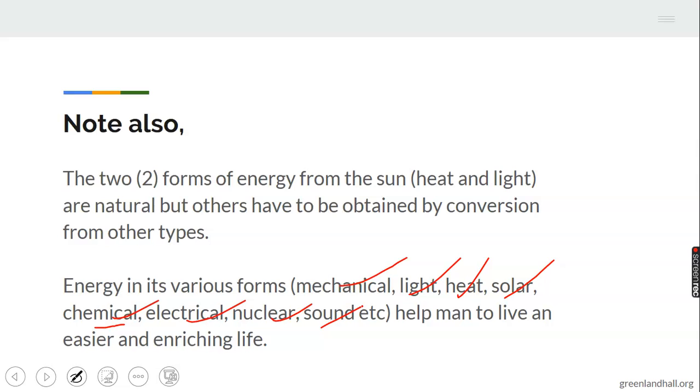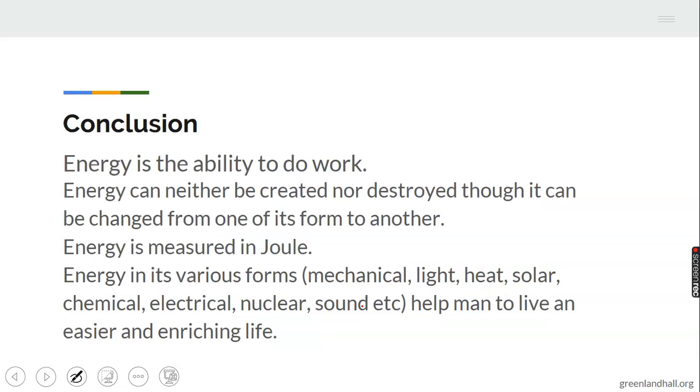The same thing too with our sound energy. Instead of you shouting so that a lot of people can hear you, now we can use the microphone. And then what happens? A lot of people hear you clearly. You don't have to stress your voice, and the message is passed across. So they make our life easier and richer than what it was before.